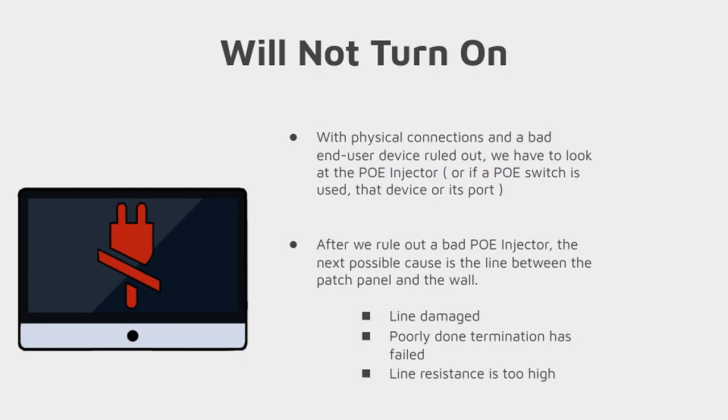Another thing to look at would be the line resistance. If you have your end-to-end resistance and you're able to measure it, if it's too high, you're not going to be able to get the wattage through. You could see the device turning on for a second, then turning off. Once the amps get too high, it kind of trips something, or it just doesn't reach the amps that it needs as different components are starting up. So that's something to definitely look at.